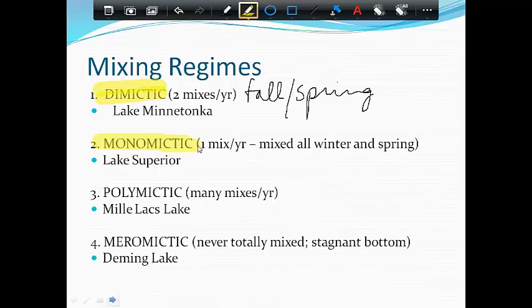Monomictic, mono meaning one, only get mixed once a year. So they are mixed through the winter and the spring. So there's no stratification during the winter, in other words. And Lake Superior is one of those lakes. You can imagine why that is. Lake Superior is such a huge lake that it doesn't completely freeze over. So in Lake Superior, it doesn't have that stratification in the winter.